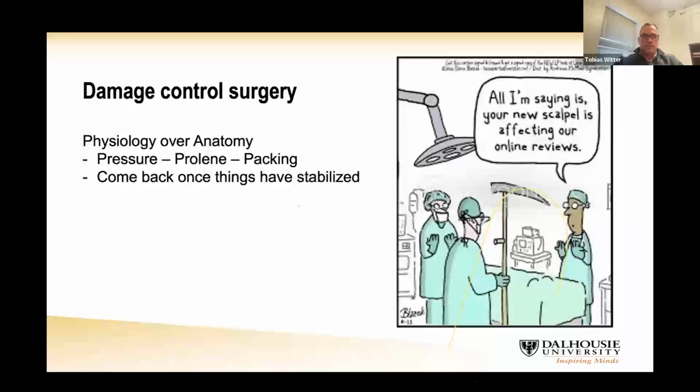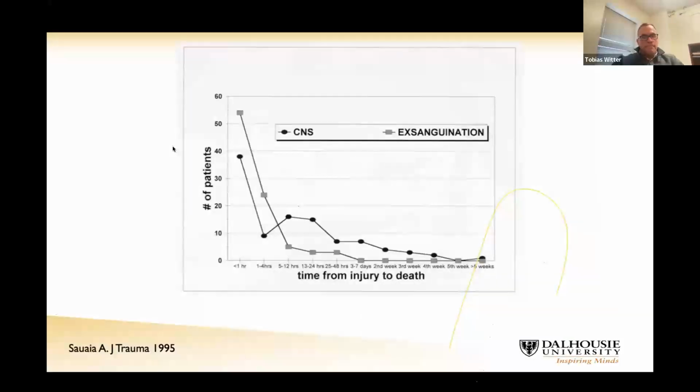And then we pack, give the patient time, stabilize, optimize the milieu, make them warm, fix the acidosis, give them clotting factors, and then take them back 24, 48 hours later and see what else is going on and fix the rest of it. During the early phases, pressure is our best hemostatic agent, so we need to apply pressure.